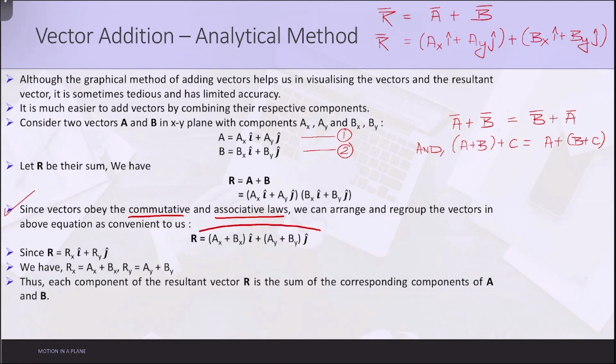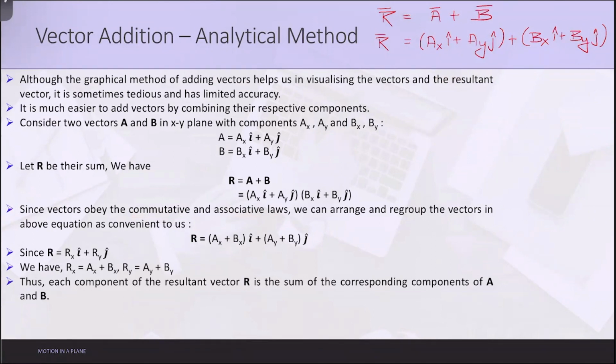So this is how we added, or basically we regrouped the vectors. How was the regrouping done? I will explain to you. As you can see clearly here, this was also in I direction and this was also in I direction. Correct. So these two can be regrouped, and it can be written as nothing but ax I cap plus bx I cap. Similarly, these both can be regrouped and written as ay j cap plus by j cap.